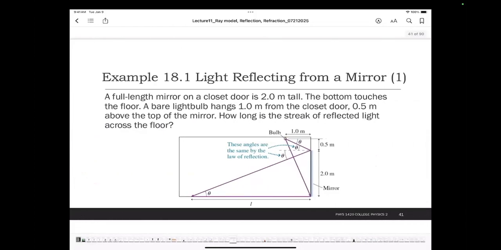Okay, let's talk about one example, like light reflecting from a mirror. A full-length mirror on a closet door is 2 meters tall. Here is a mirror. It is 2 meters tall. The bottom touches the floor. Here is the floor.